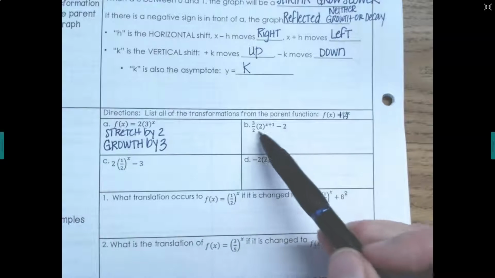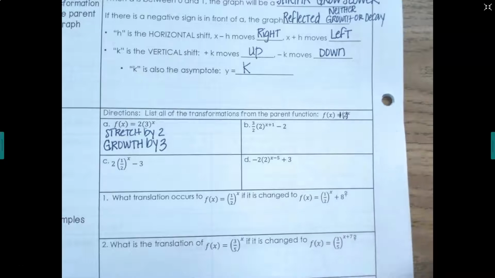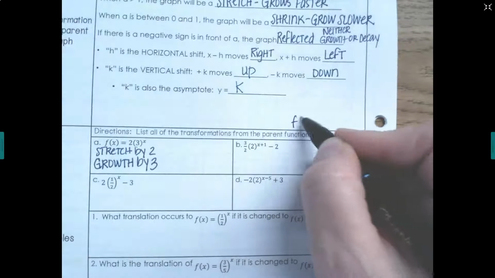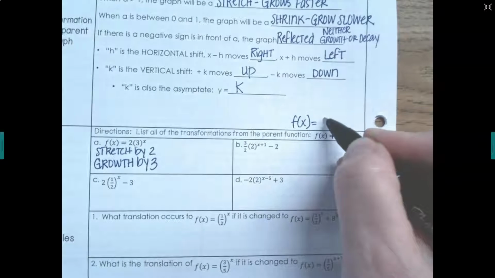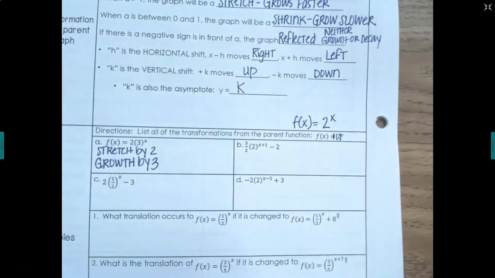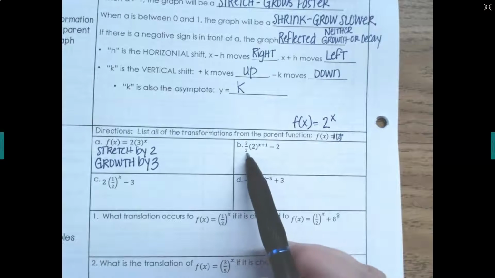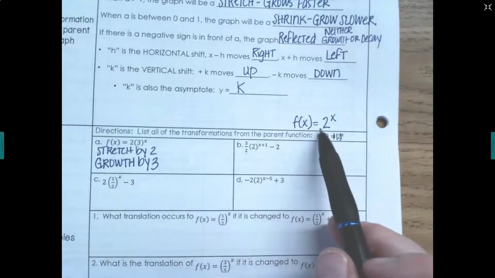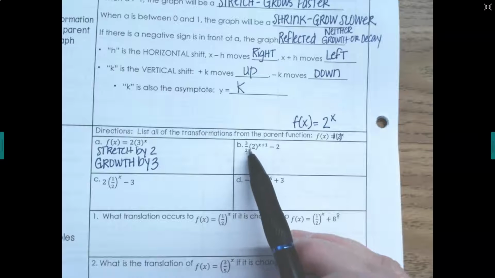So we just want to compare this equation to the parent graph. I'll write it a little bit bigger since I wrote over the top of it. And how are they different? This one has a 3 halves in front in the A spot. This one has a 1 in the A spot. 3 halves is actually more than 1.